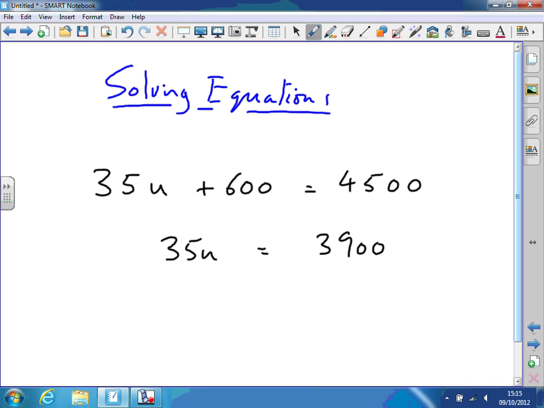And then, yeah, divide both sides by 35. So u equals 3,900 divided by 35, and I've solved that equation. Whatever I do to one side, I must do to the other.